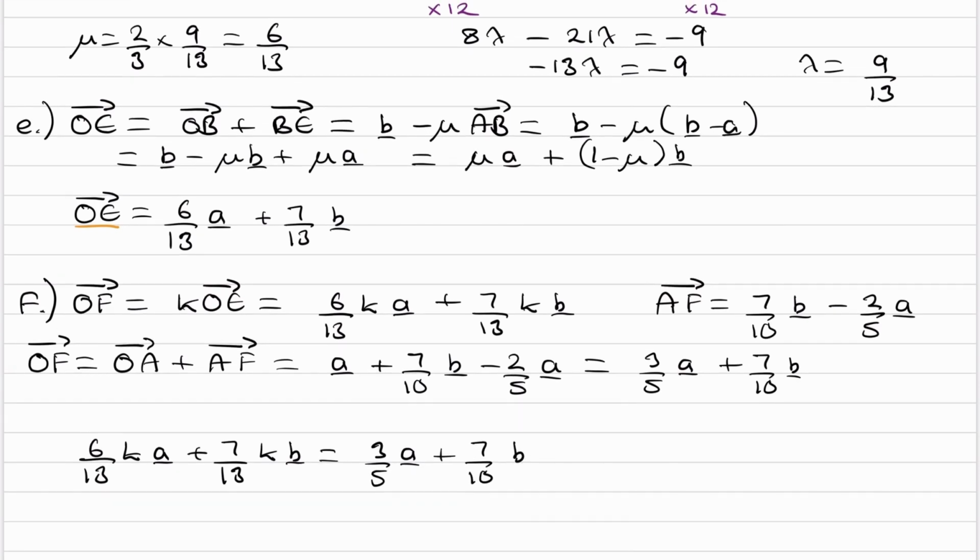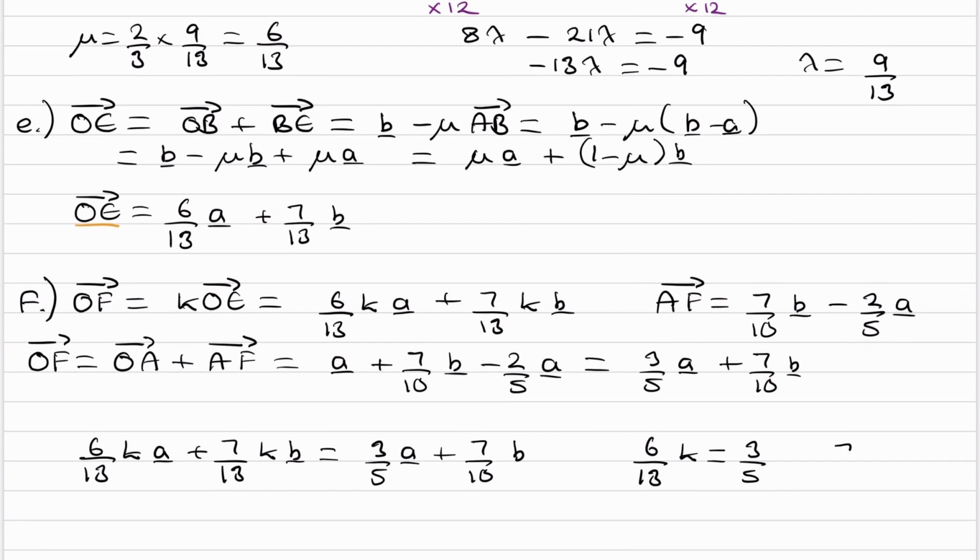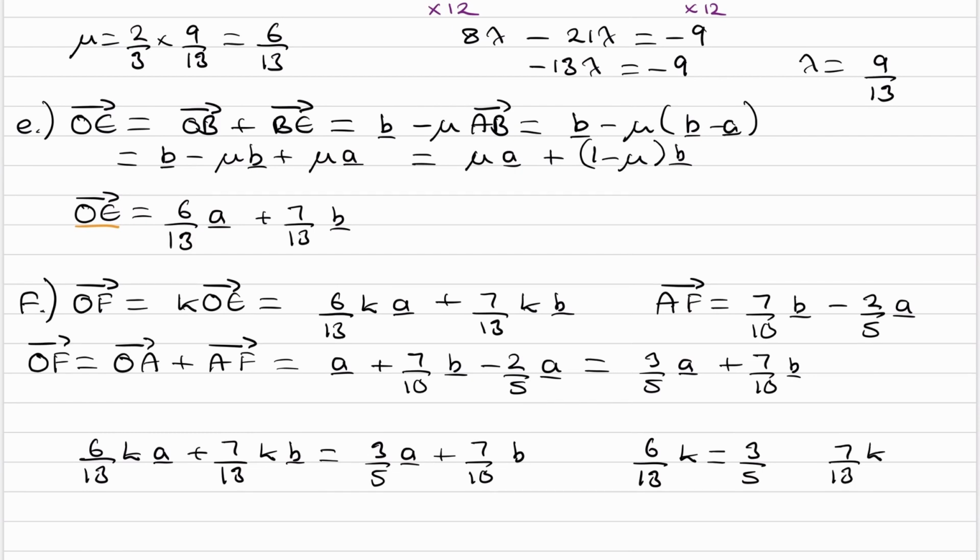And if these two are equal, then that would mean the coefficients of A, 6 over 13 K, should be equal to this coefficient of A, 3 over 5. And similarly, these two coefficients, so those of B, should also be equal. 7 over 13 K is equal to 7 over 10. And if we rearrange either of these equations, we end up with the same thing both times, which is K is equal to 13 over 10. And that would be our answer.